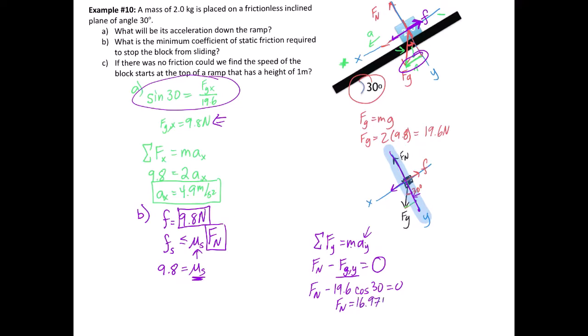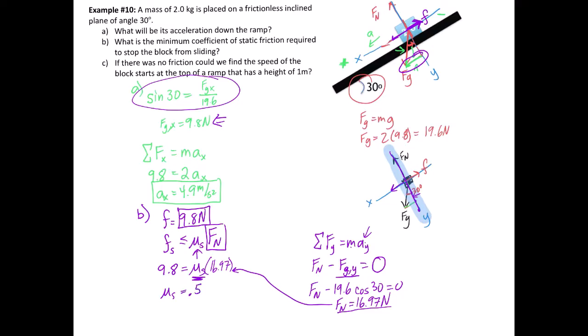16.97 newtons, which, yes, in sig figs is only going to be 2, but for now we're going to keep all those digits. So now I know the normal force, and so I'm going to take the normal force and put it in over here, 16.97, and now I can divide the 9.8 by the 16.97, and we get an answer of the coefficient of static friction must be equal to 0.5.